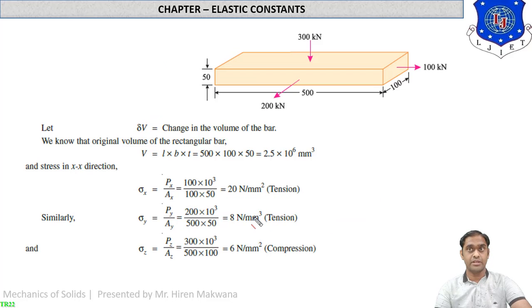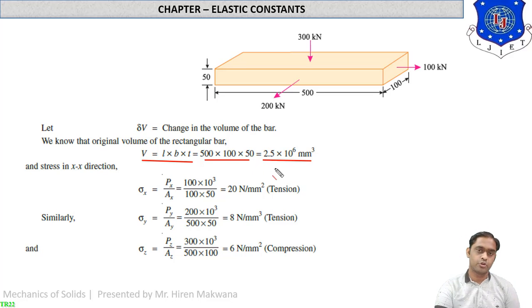Let us see what happens. Exactly like the theory, you first find the original volume, L B T. LBT is given to you, so the answer will be in mm cube: 2.5 into 10 raised to 6 mm cube, the original volume.